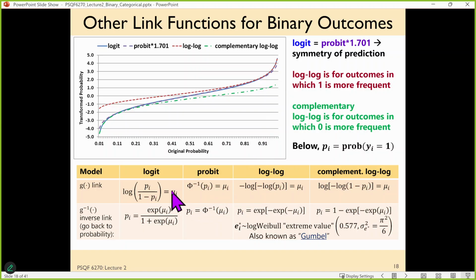So how these link functions are built is right here, the inverse link to get back to probability out of these here. And the pretend underlying continuous distribution that goes with these is known as log Weibull or extreme value or Gumbel. And I have a Wikipedia entry here, and it's pi squared over 6 for its variance instead. So if you have a binary variable that is heavily skewed one way or the other, these alternative links could be a better choice for you. It's essentially an empirical question. You can use something called information criteria to find out. So probit and logit are symmetric link functions. The other two are asymmetric.